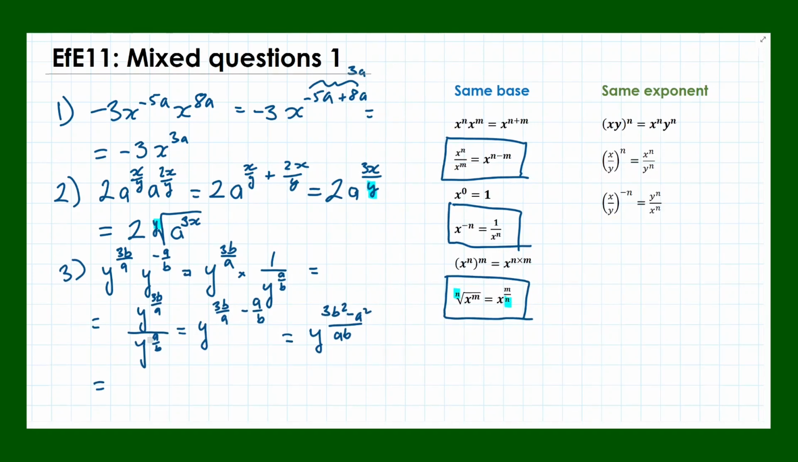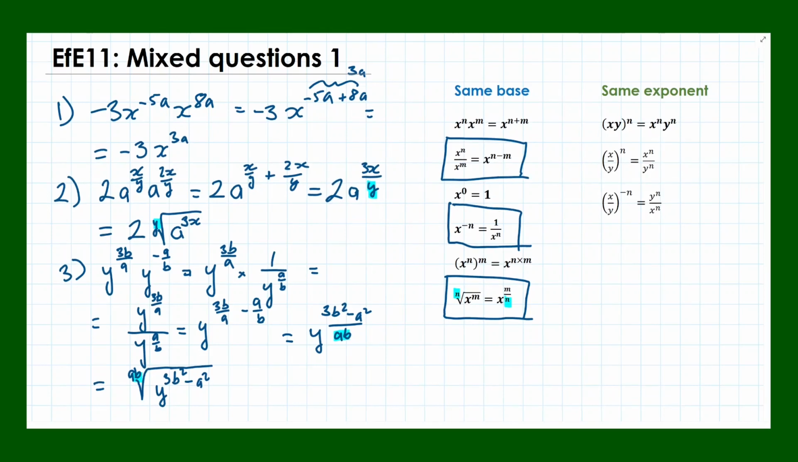In our case, that's ab, so ab is going to be the root. So let's write out the root. I have got y, and then now I'm going to have to write ab to the root. And what stays in the exponent of y? 3b squared minus a squared.